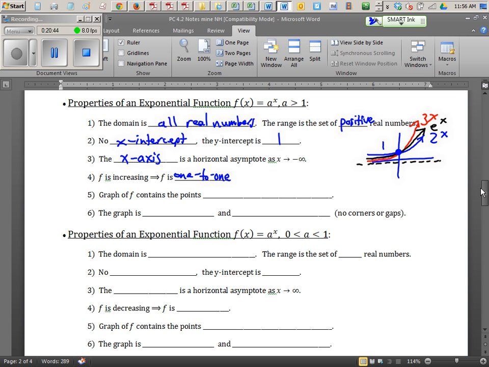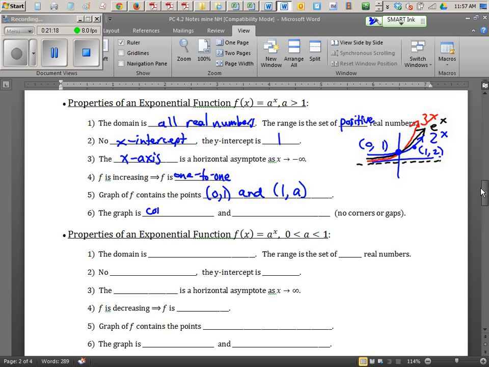Okay? Graph of f always contains the point (0, 1). Remember I said the y-intercept was 1? And they always contain the point (1, a). Okay? For example, the blue graph contains the point (0, 1) and the point (1, 2). And the black graph contains the point (0, 1) and (1, e). And the red graph contains the point (0, 1) and (1, 3). See? So it always contains (1, base). (1, base) will be on the graph.